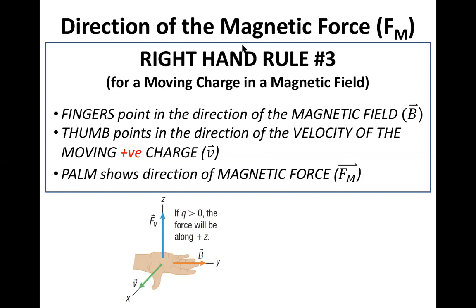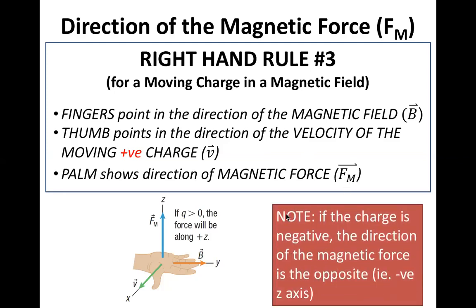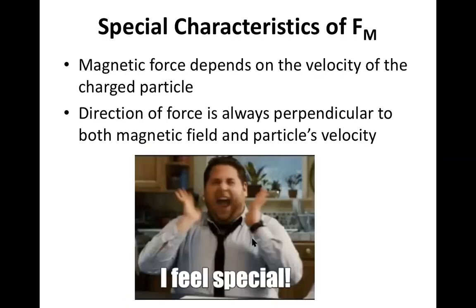This is rewriting the right-hand rule number 3, but it's the grade 12 version. So now your fingers point in the direction of B, the magnetic field. And then the thumb points in the direction of that velocity vector. And then the palm shows the direction of the magnetic force. Notice if the charge is negative, the direction of the magnetic force is the opposite. So if you're talking about a negative force, that would be down here. That would be for if it was an electron moving instead of a proton.